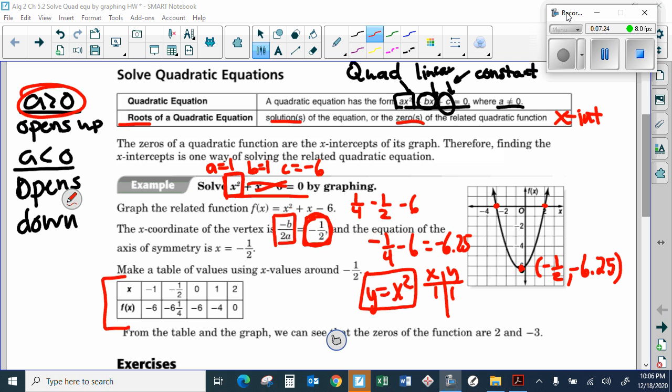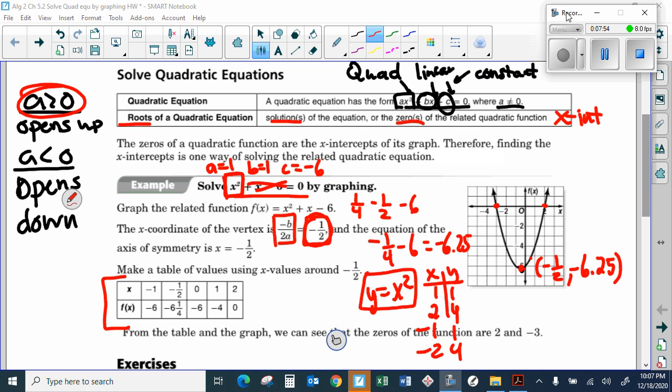So that means if I go right 1, I'm going to go up 1. Right 1 puts it right there at 1/2, and up 1 is negative 5.25 right there. If I go right 2, I'm going up 4. And same thing with negative 1, 1, and negative 2, positive 4.